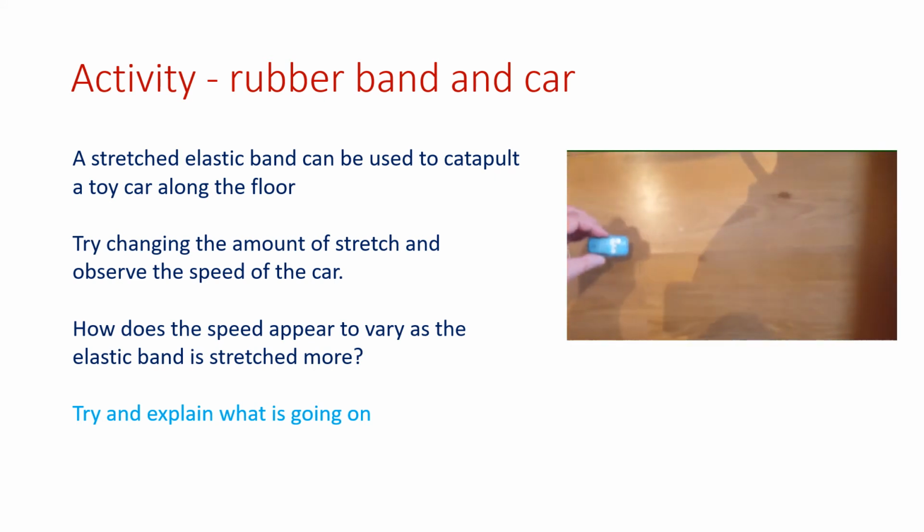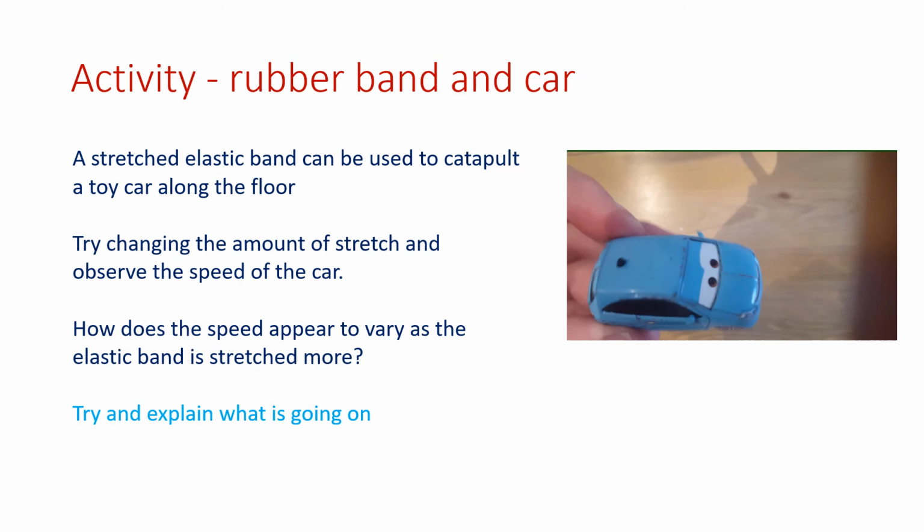So a stretched rubber band can be used to catapult a toy car along the floor. This activity is to try changing the amount of stretch and observe the speed of the car. Try that for yourself. How does the speed of the car appear to vary as the elastic band is stretched more? Try and explain what is going on.